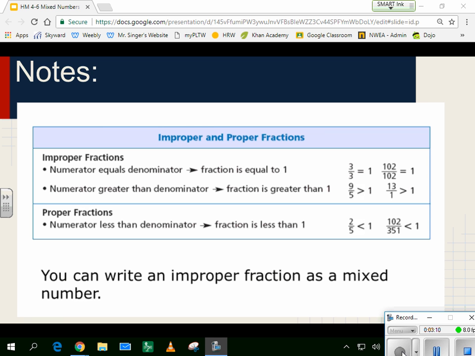That's another improper, like 9/5. That means there's more than you need to make 1 whole. You could probably take chunks of wholes away from that. Proper fractions look like the ones you see there. They're always less than the 1. Now, you can write an improper fraction as a mixed number, and that's what we're going to get into first.